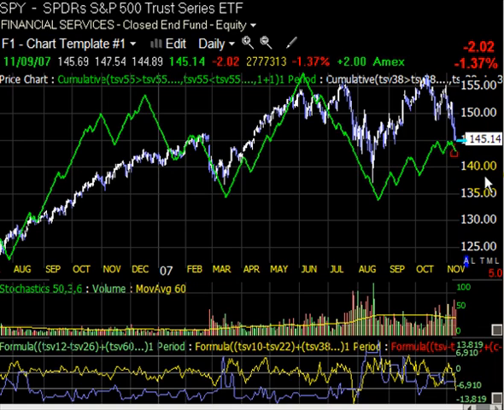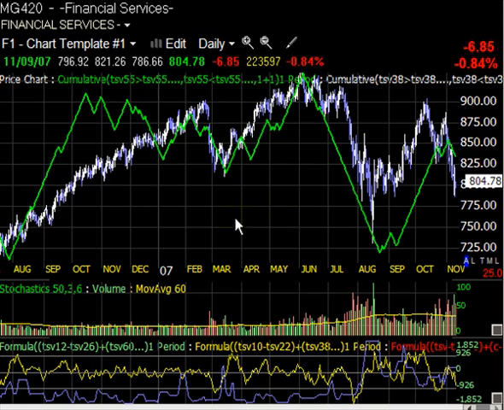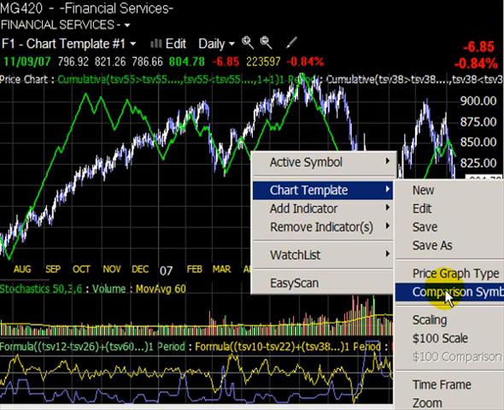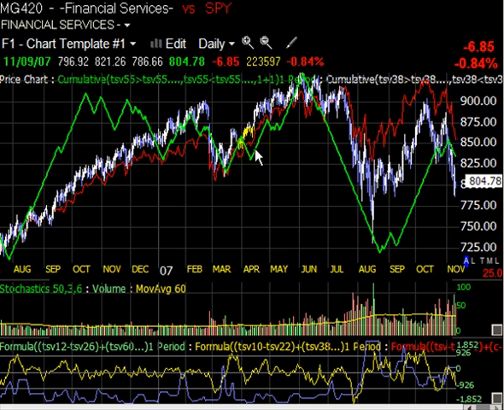From tradeguild.blogspot.com. I want to show you a comparison of financial services to the SPY. So we have financial services compared to the Spiders.